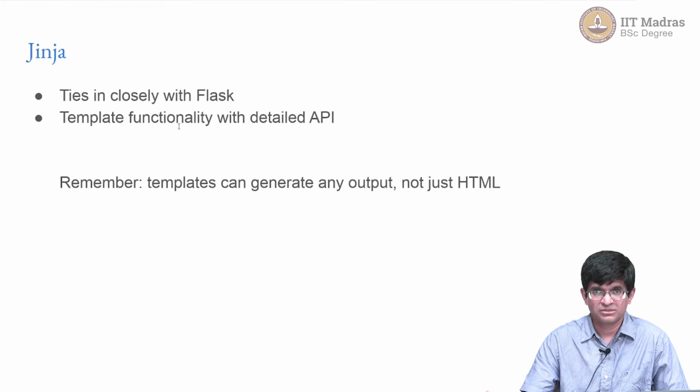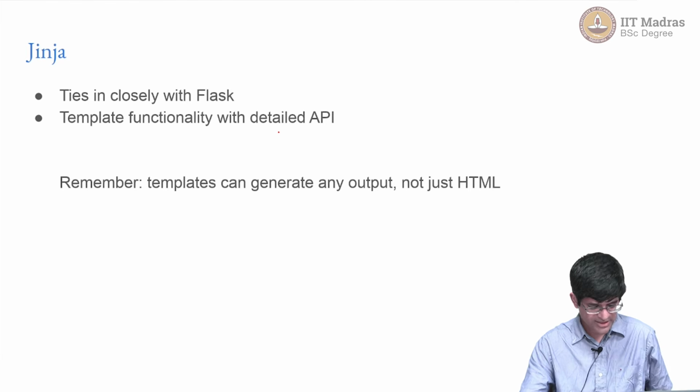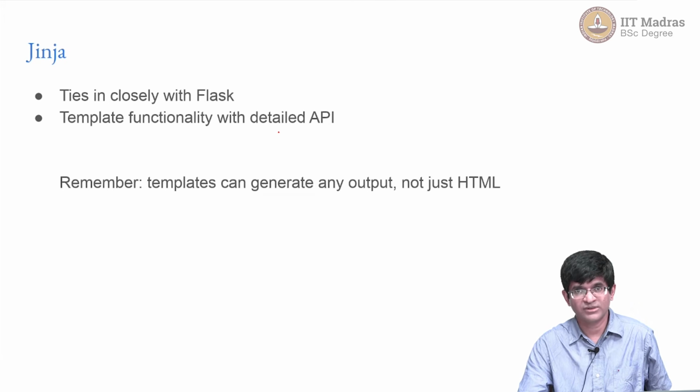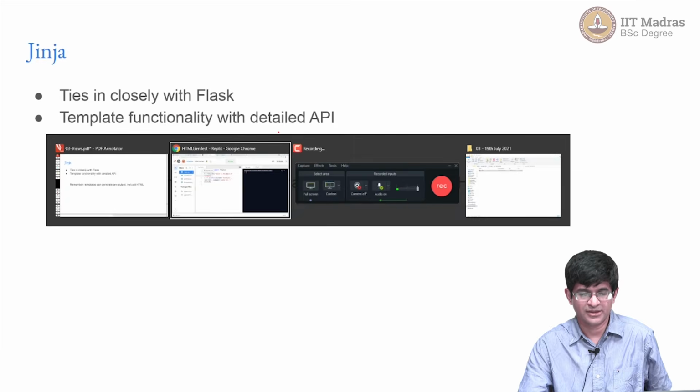Now coming to the third way of generating output, which as I said is using actual standardized templates. What we are going to do over here is use the Jinja framework, which ties in closely with Flask, and has complicated template functionality with a detailed application programming interface. One thing to keep in mind with something like Jinja is that it can generate any kind of output. It's not restricted to only HTML. So let's once again look at the REPL and see an example of using Jinja.